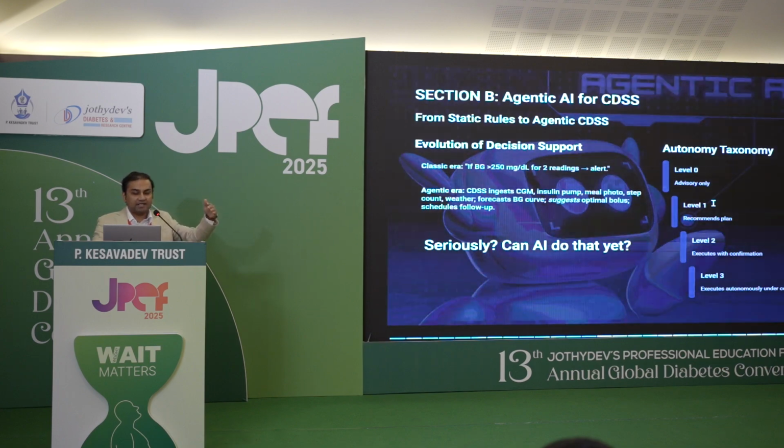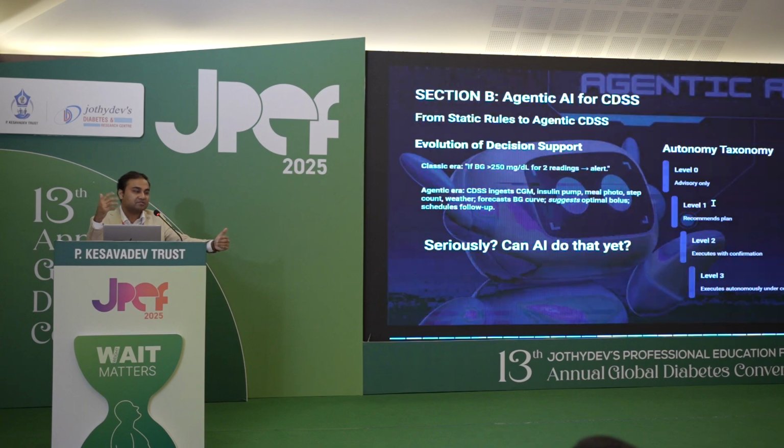Now, if you put agentic AI into this, it can have multiple layers of autonomy. First, it can give only advice. This is usually what the CDSS are currently doing. Second, it can recommend a plan, or it can start executing with confirmation, if it is acting autonomously in an ecosystem, under constraint, under supervision of an endocrinologist or a diabetologist. This is actually a possibility with agentic AI coming in. So you can have multiple layers of autonomous work happening.